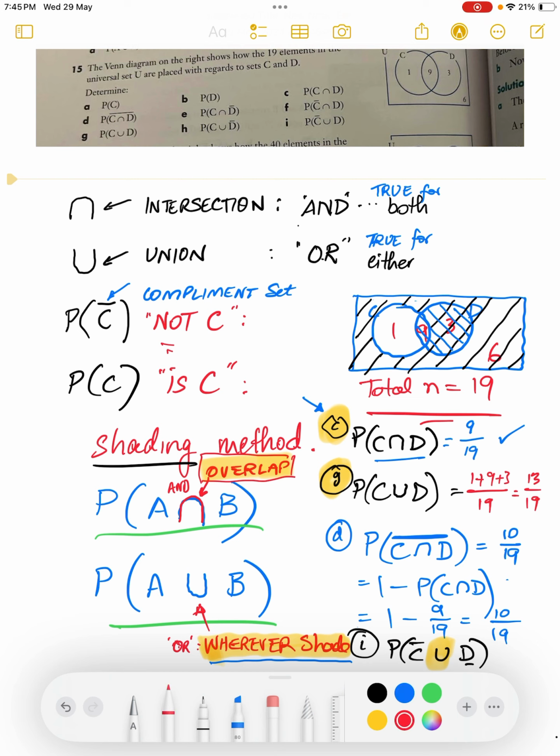So what we are looking at is wherever we've shaded. So that was the 9, the 3, and the 6, and so that's out of 19. So the answer is 18 out of 19. And that's the answer for part I.